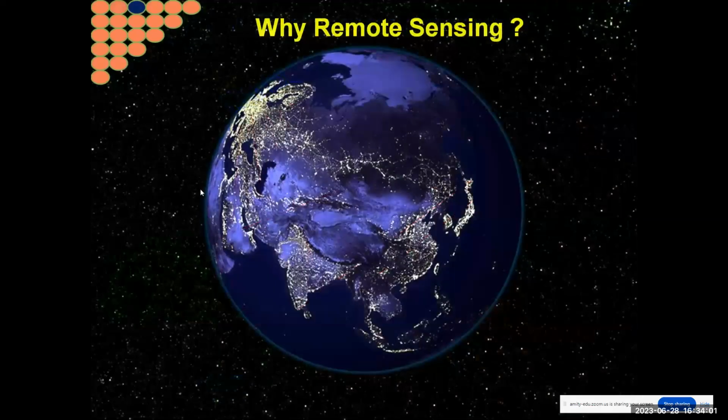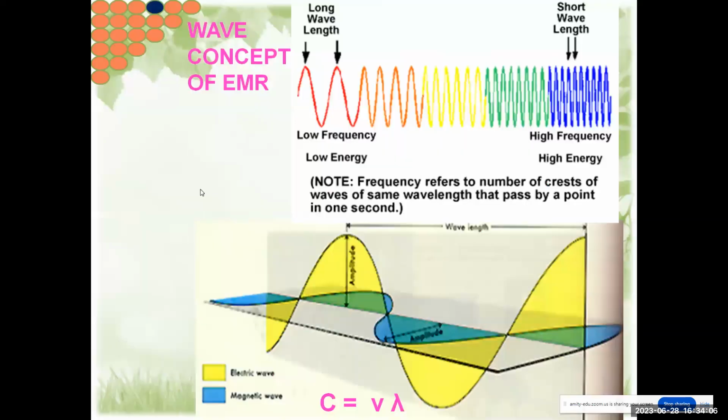Now, why have we started remote sensing? With the help of remote sensing we can map, identify, and analyze everything which is far away from the Earth's surface. So the main concept is EMR, the wave concept of electromagnetic radiation.